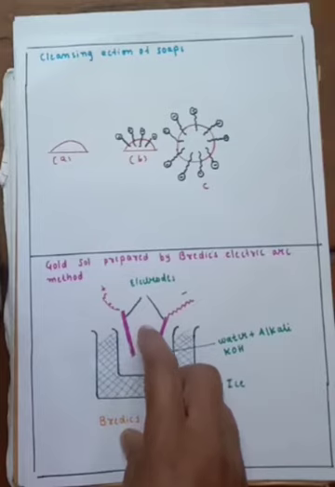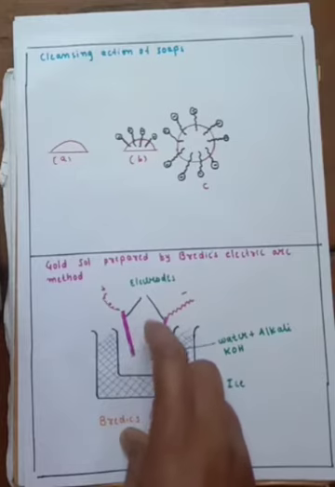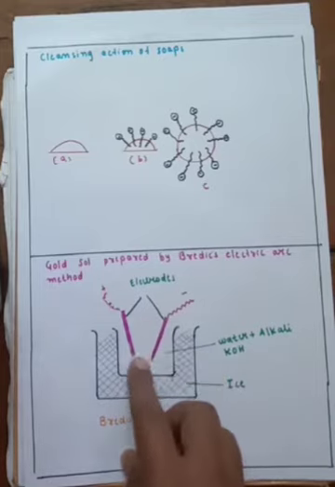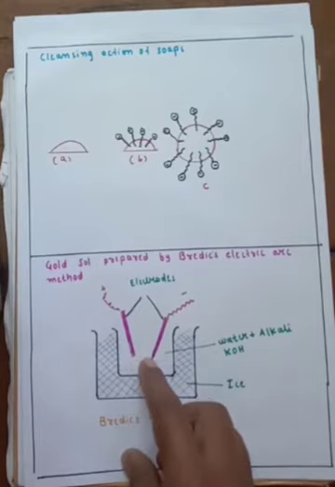Then what happens after the electric arc is struck? First, the spark will be coming. That spark causes a small amount of gold to vaporize.